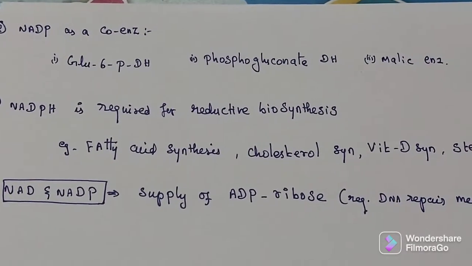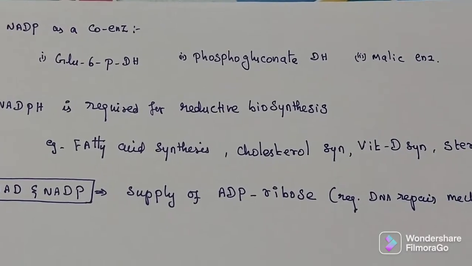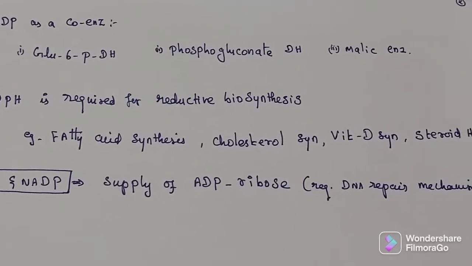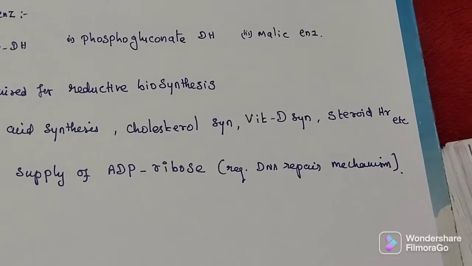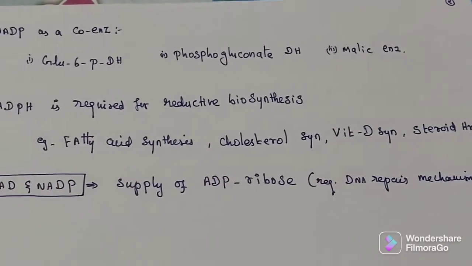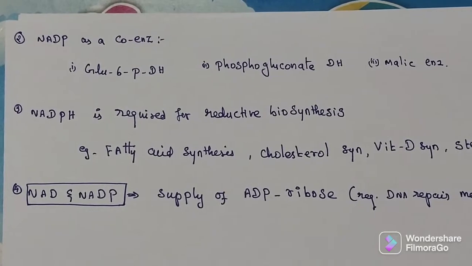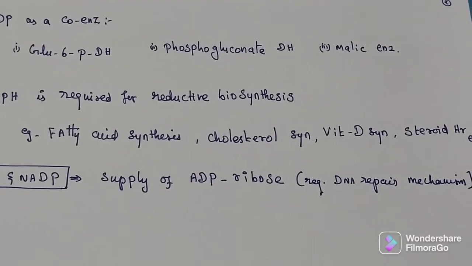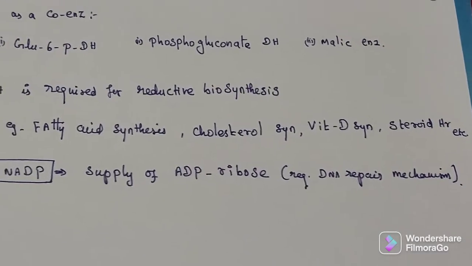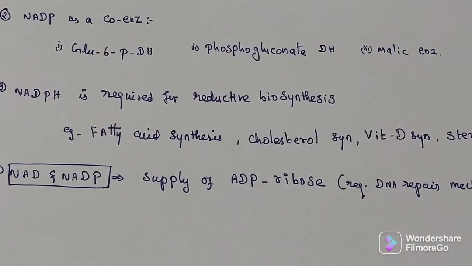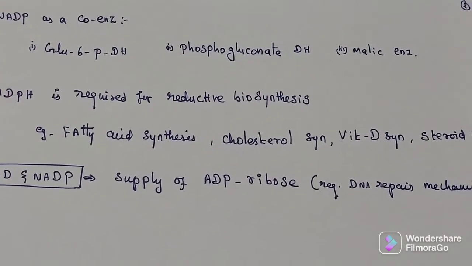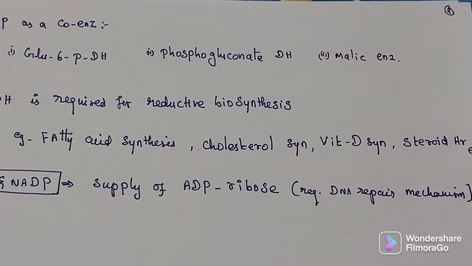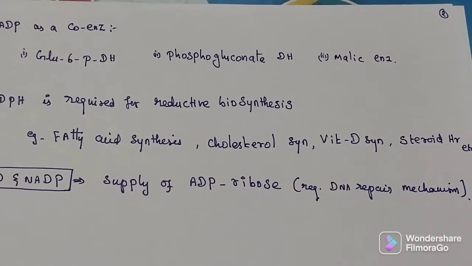Then NADPH is required for a number of reductive biosyntheses. For example, it is required for fatty acid synthesis, cholesterol synthesis, vitamin D synthesis, and steroid hormone synthesis. NAD and NADP are also required for supply of ATP ribose. They are required for DNA repair mechanism.